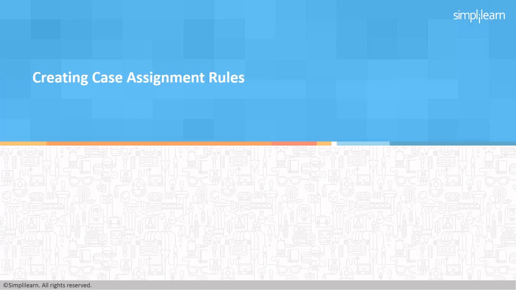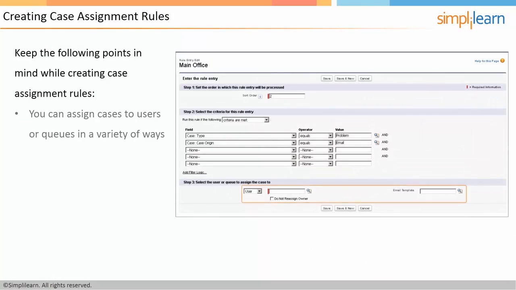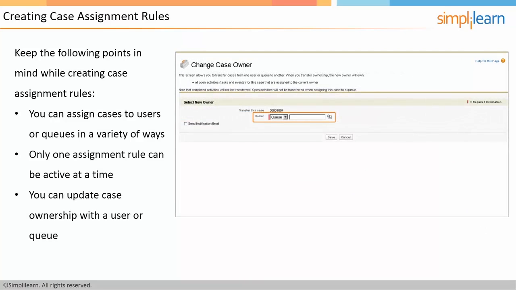Next, we're going to talk about creating case assignment rules. There's a couple of following points to keep in mind when creating your case assignment rules. One, you can assign cases to users or queues in a variety of ways. Only one assignment rule can be active at a time, and you can update case ownership with a user or queue.